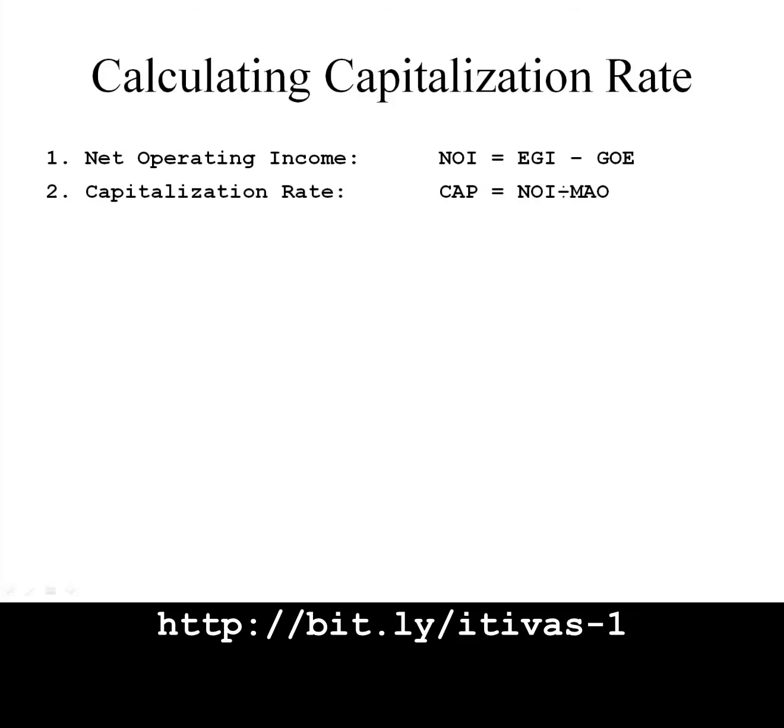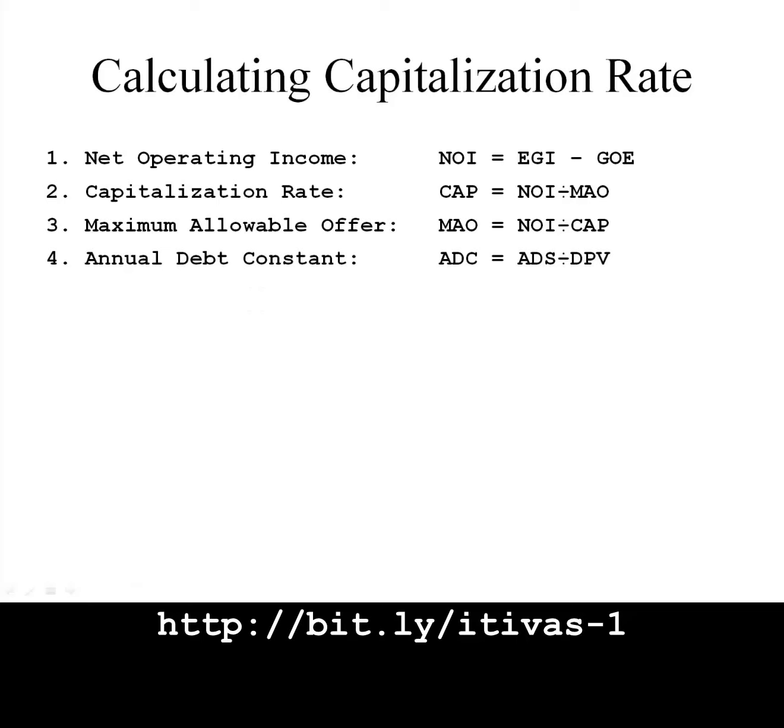Capitalization rate is the net operating income divided by the maximum allowable offer. This is also called the bid price. The maximum allowable offer is the net operating income divided by the cap rate. Just a simple algebraic substitution.